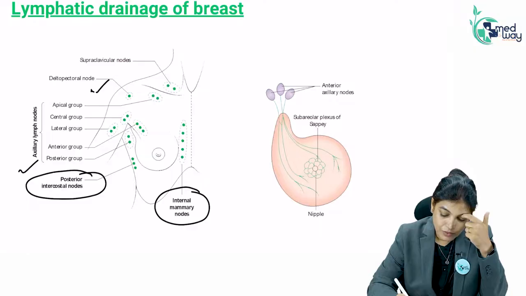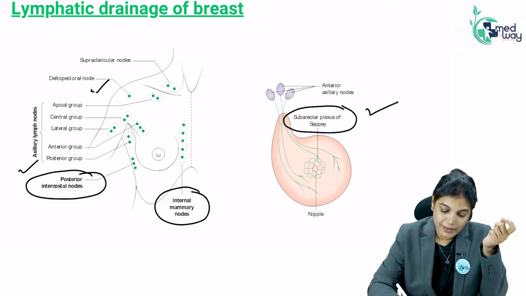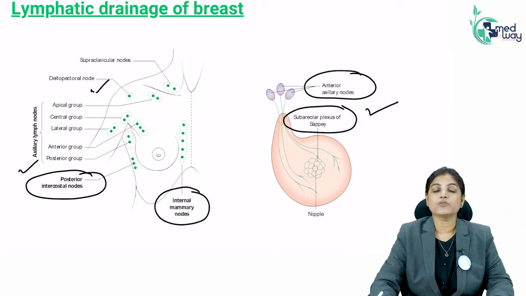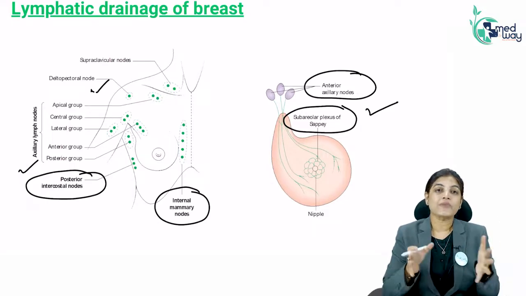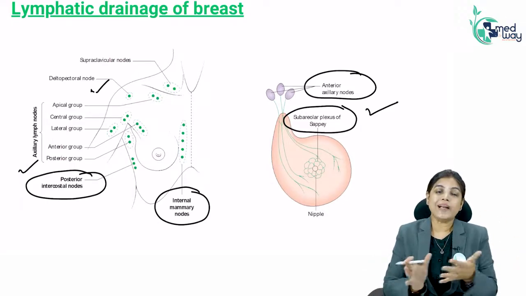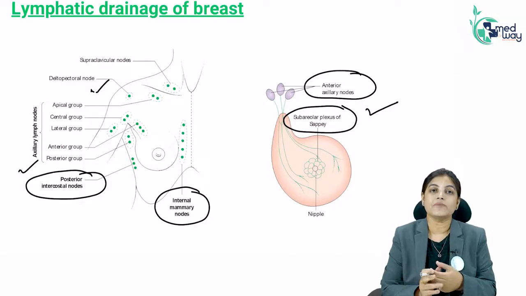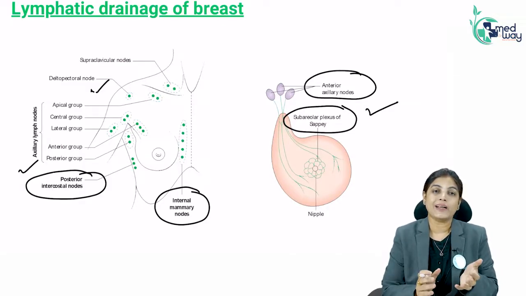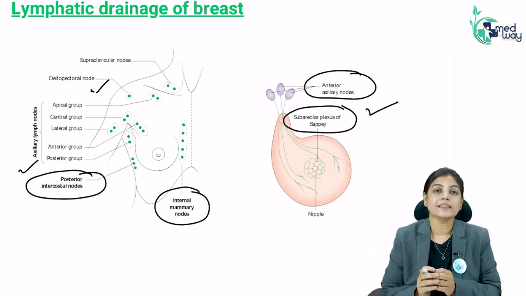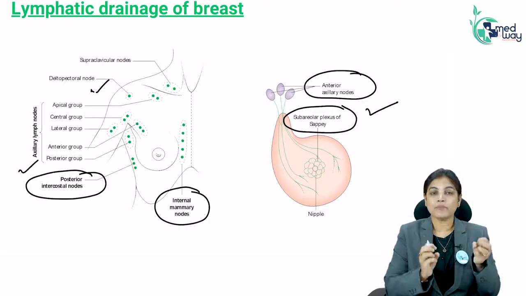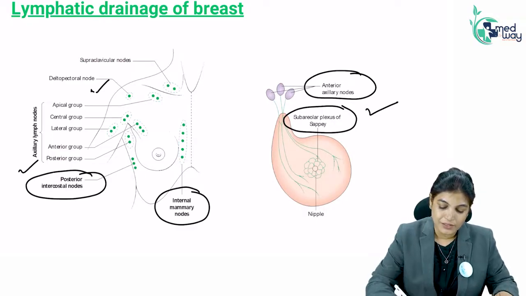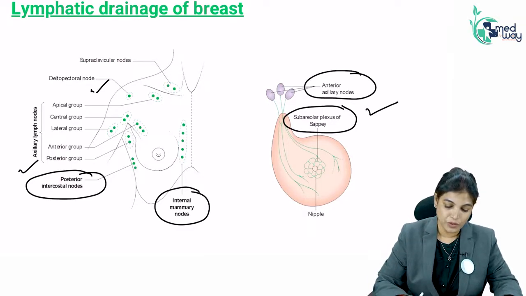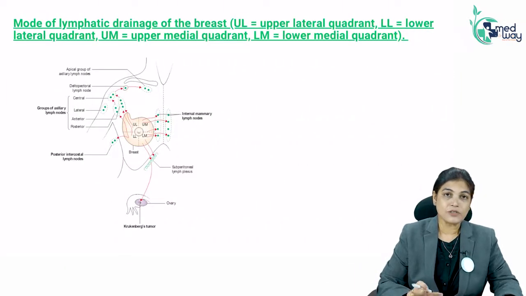So deep lymphatics will form the subareolar plexus of Sappey, and this will drain into the anterior axillary lymph nodes. So that means lymphatic drainage of the breast can be categorized as superficial lymphatics and deep lymphatics. Superficial lymphatics drain the whole of the skin of the breast except the nipple and areola, and deep lymphatics drain the parenchyma of the breast and the nipple and areola region. Together, the deeper lymphatic group will form the subareolar plexus of Sappey and will drain into the anterior axillary group of lymph nodes. Here I just want to show this image so that you can understand.